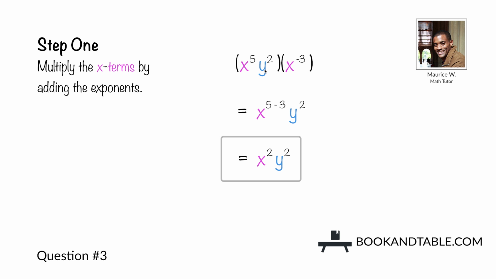y squared does not have another y to multiply against, so it remains as y squared. So the final answer to question number 3 is x squared times y squared.